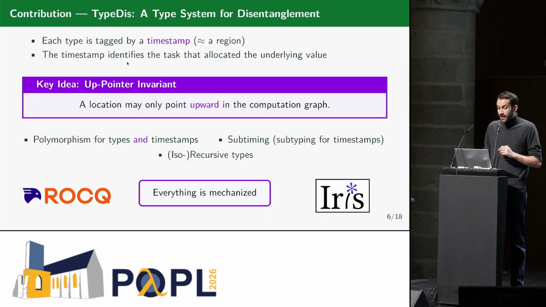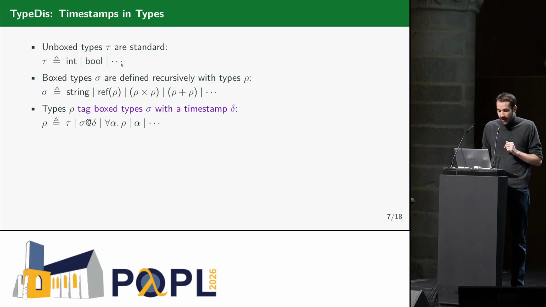So what does a TypeDis type look like? First, we have unboxed types, tau, which are totally standard, because disentanglement cares about things that are allocated on a heap. So if you have unallocated things like int or bool, no problem. Then we have two mutually recursive syntaxes. The syntax for boxed types, so things that are allocated on a heap, sigma, for a string, a ref, a product, or a sum, for example. And then general types, rho, that are either an unboxed type tau or a boxed type sigma annotated by some timestamp delta. And then, for example, we support type polymorphism.